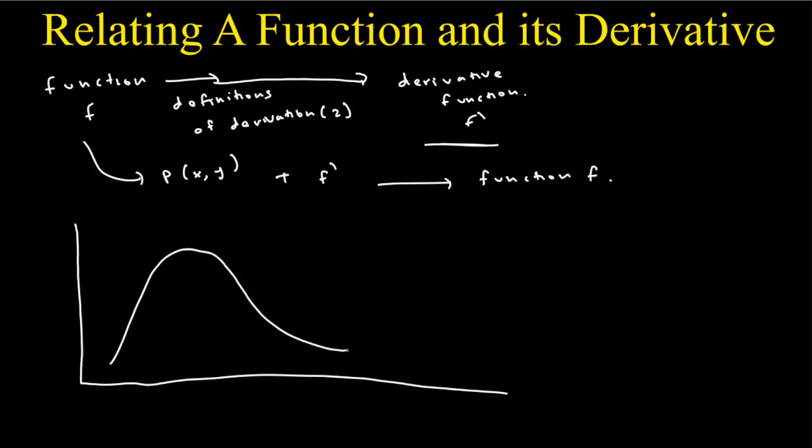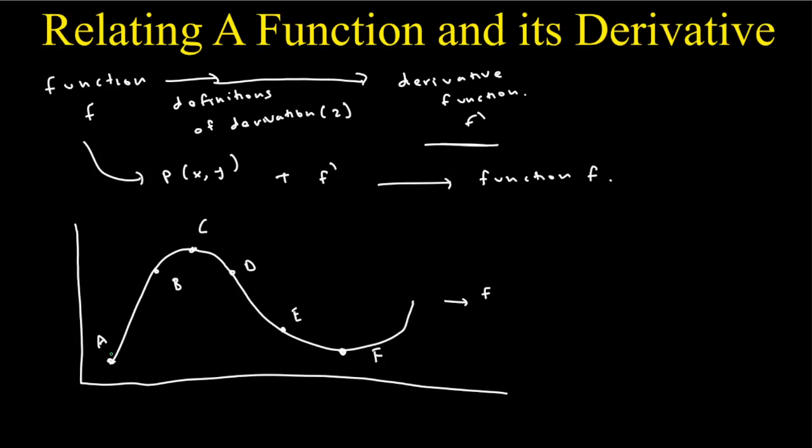For the starting example, let's say we have a graph of some function that looks like this. Now, let me label this. We'll call this point F, point E, and then D, C, B, and A. So this is function f.